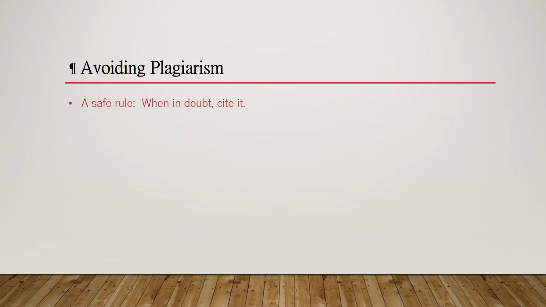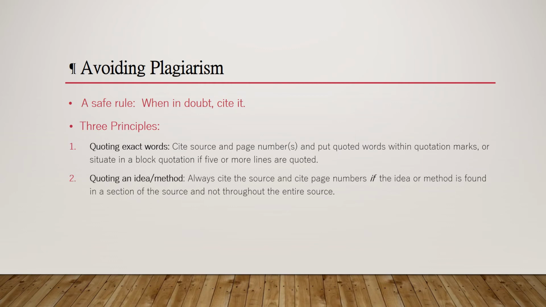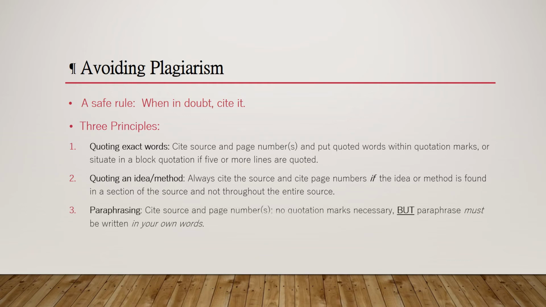To avoid plagiarism, note 3 principles expected when using sources properly. First, when quoting exact words from a source, cite the source and page number or numbers and put quoted words within quotation marks, or situate in a block quotation if 5 or more lines are quoted. Second, when quoting an idea or method from a source, always cite the source and cite page numbers if the idea or method is found in a section of the source and not throughout the entire source. Third, when paraphrasing a quotation from a source, cite the source and page number or numbers. No quotation marks are necessary, but the paraphrase must be written in your own words in order not to qualify as plagiarism.